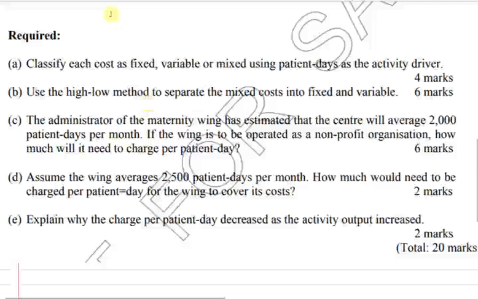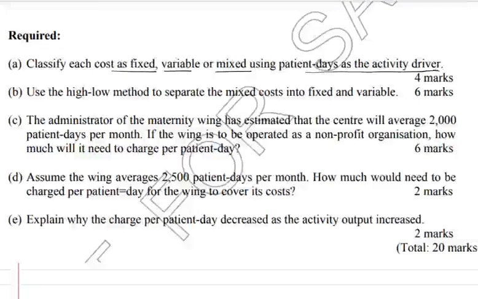Whenever I have a question in an exam, I go straight to the requirements and see what they require me to do. The first requirement is to classify each cost as fixed, variable, or mixed using the patient days as the activity driver. Use the high-low method to separate mixed cost into fixed and variable.